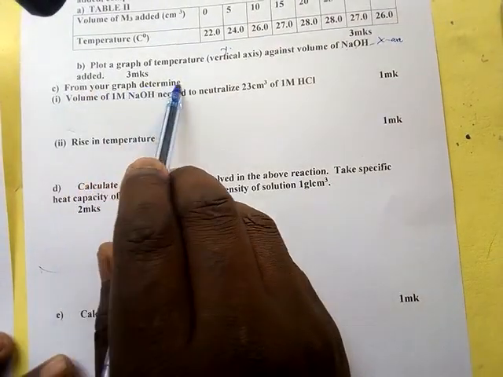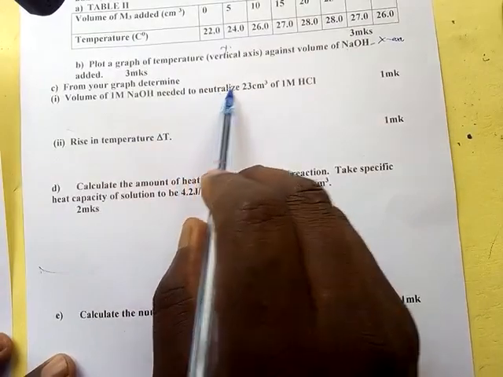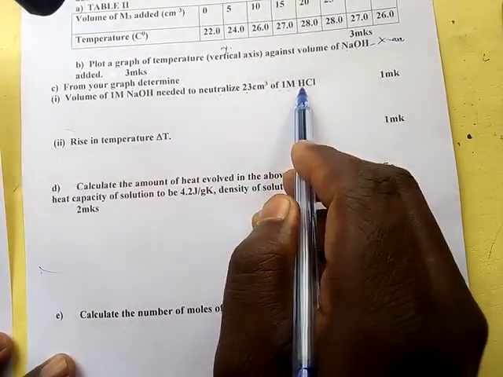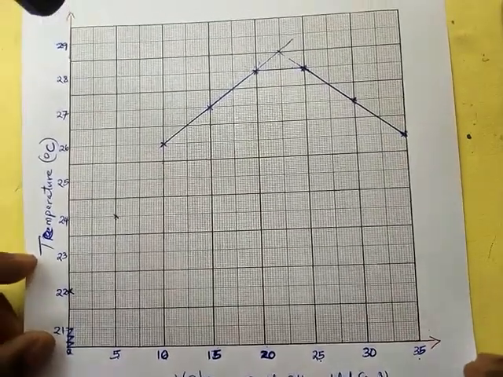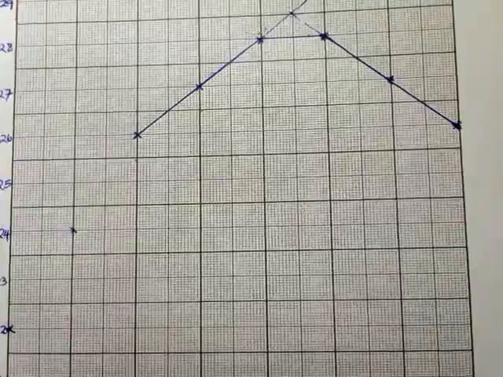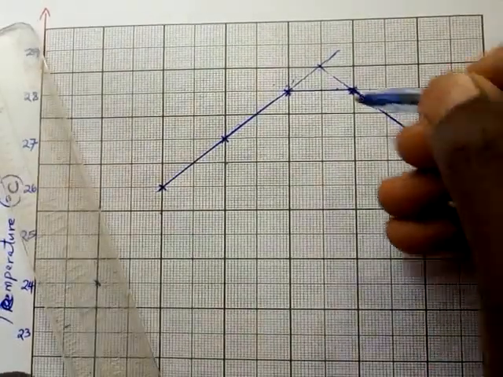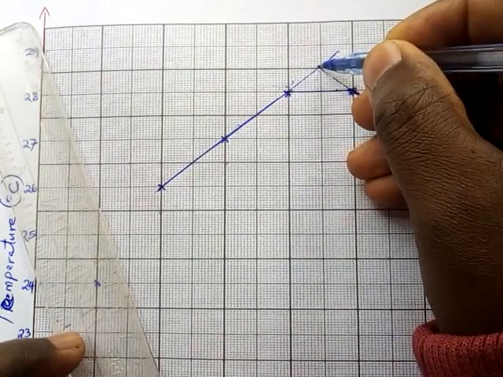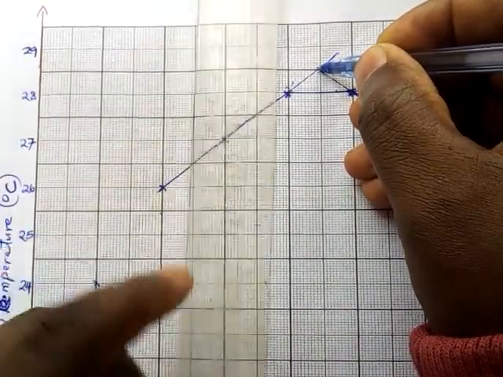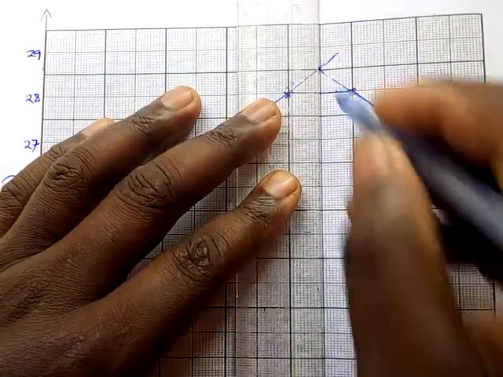From your graph, determine the volume of 1 molar sodium hydroxide needed to neutralize 23 centimeters cube of 1 molar. So you use your graph because you have been told from the graph. Where we have the maximum temperature here, that will give us the maximum volume. So for you to get the volume, you stand at that temperature, you draw a dotted line downwards.